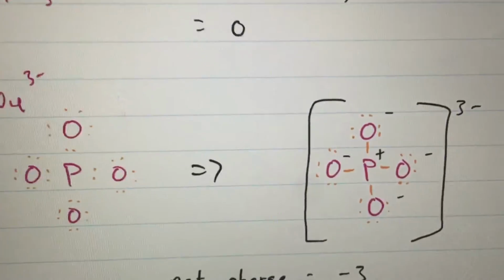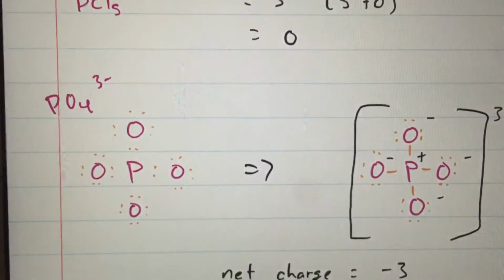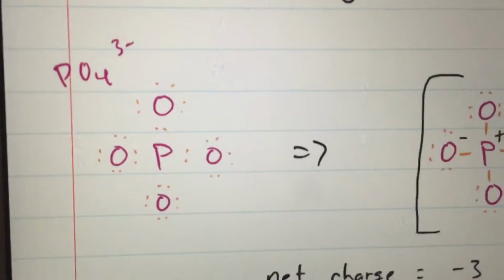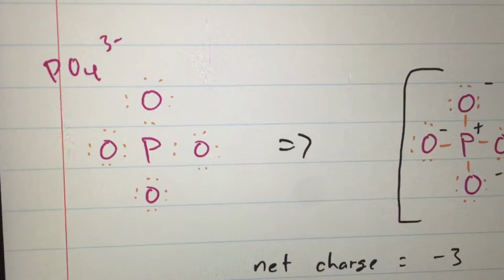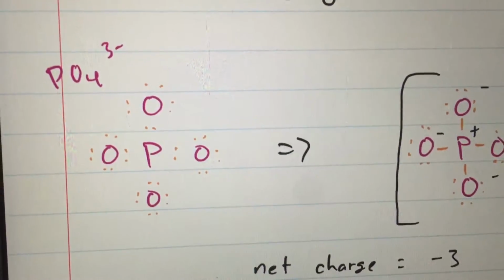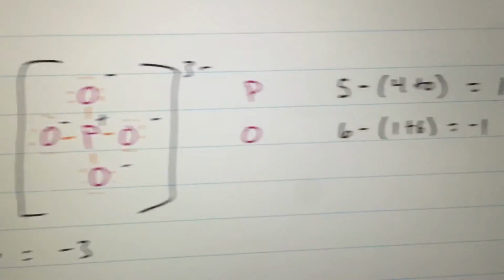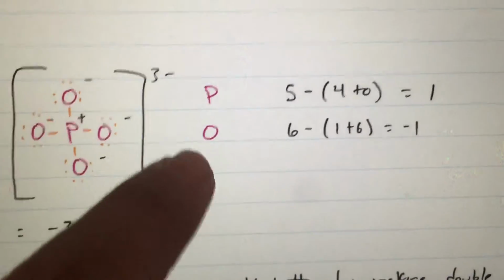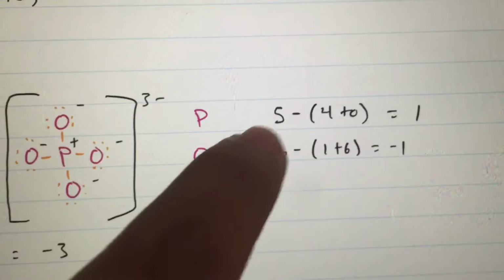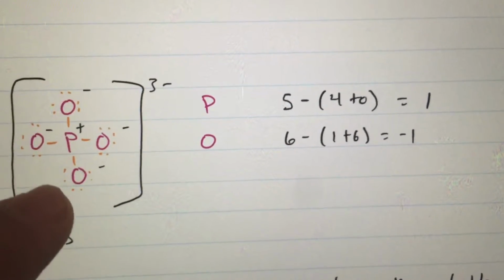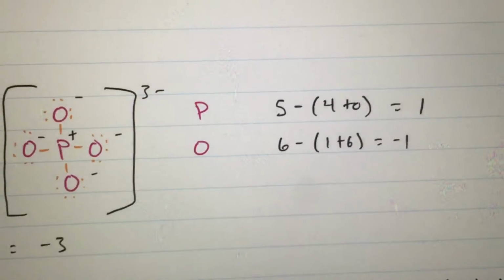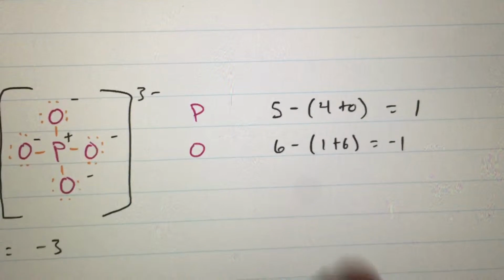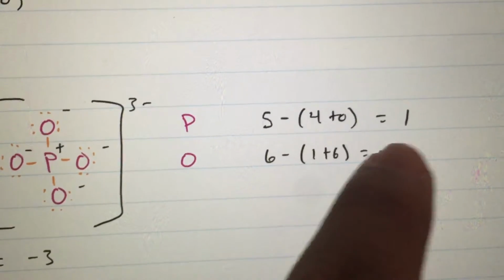But what if we had a polyatomic ion? Let's talk about phosphate for a bit. So this is how we would want to draw phosphate, correct? But then we have to use the formal charges for each. So if we look at it, phosphorus has 5 valence electrons, and in this particular structure, it has 4 bonds and no extra electrons. So 5 minus 4 gives you 1.